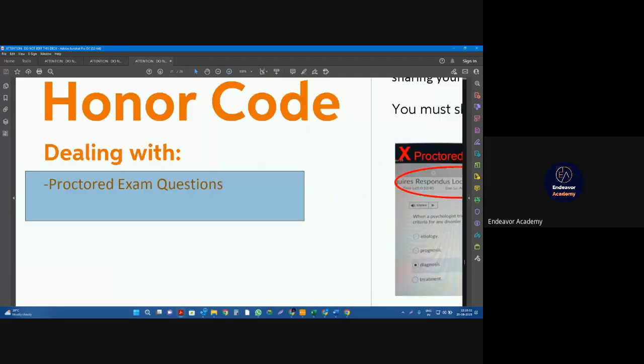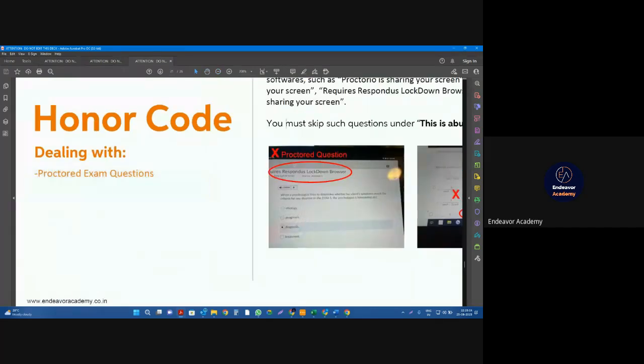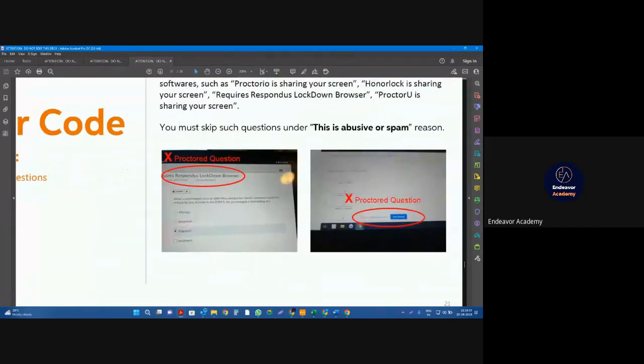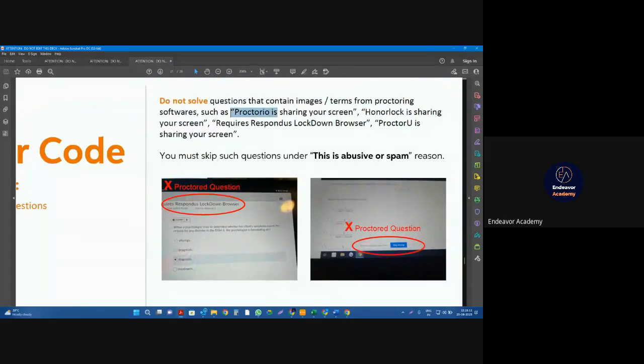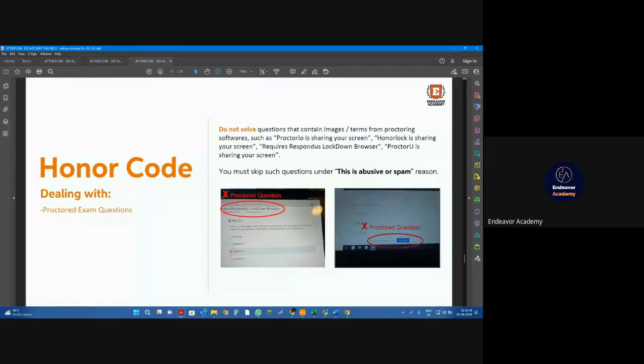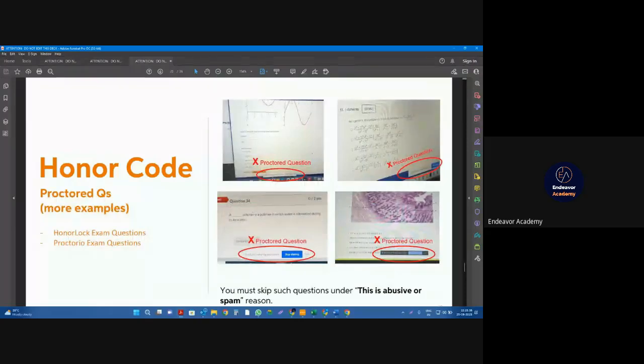Sometimes what is happening nowadays is that companies are taking online examinations of all the candidates applying to them, and for that they are using some tools. These are the tools being used majorly: Proctorio, Respondus, Honorlock. These are the online test tools they are using. So if any question has text like Proctorio is sharing your screen, Honorlock is sharing your screen, or requires a Respondus LockDown Browser, these kinds of watermarks, then we can't solve, because these are examination questions that the student is asking us.